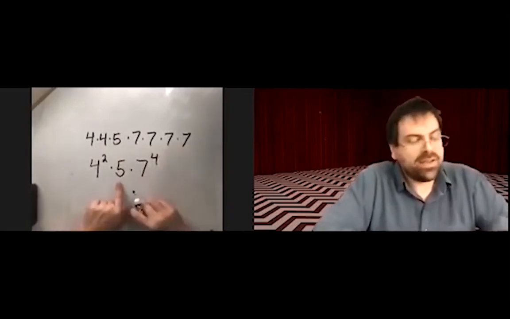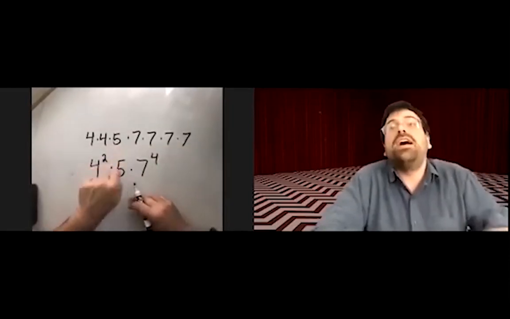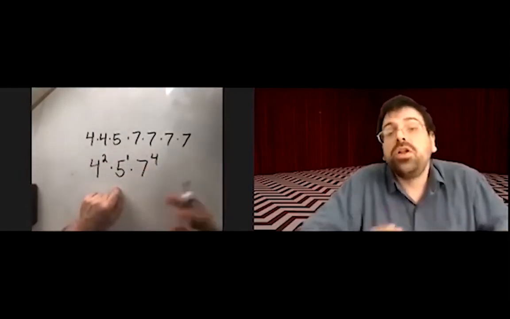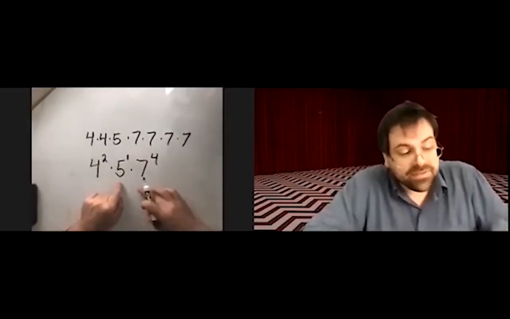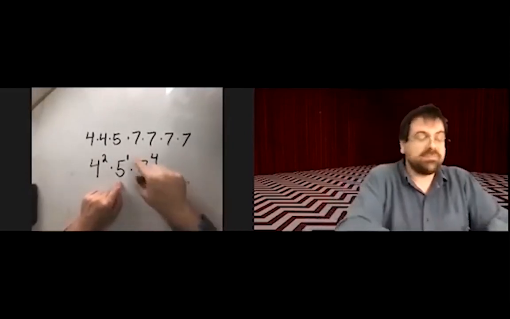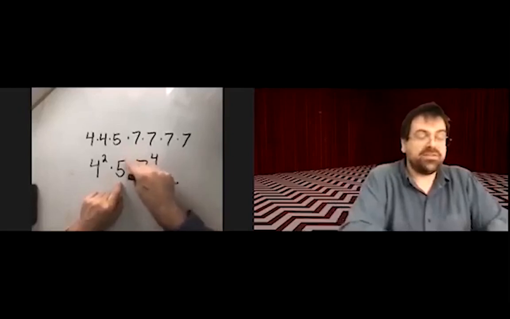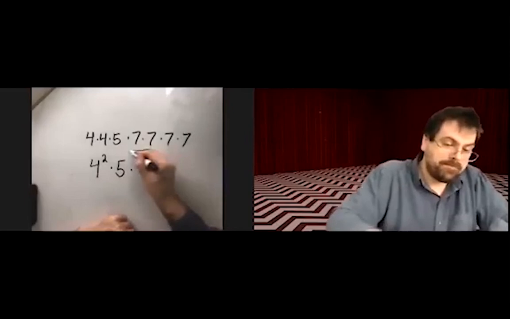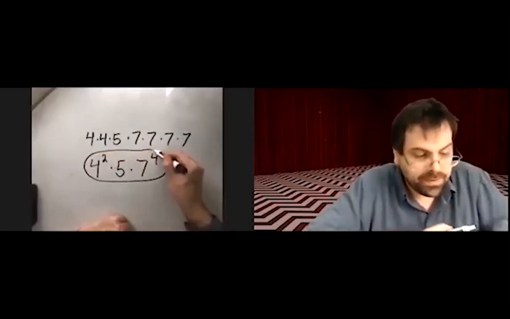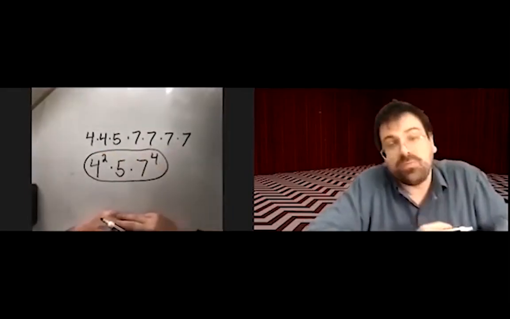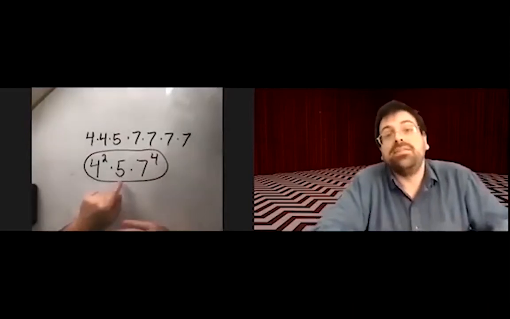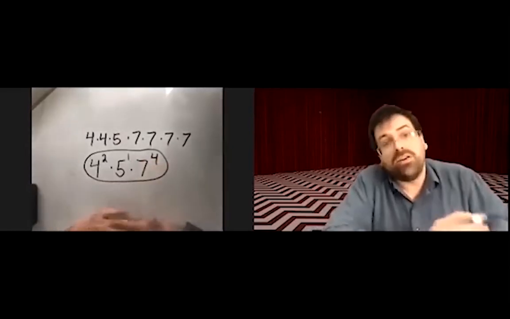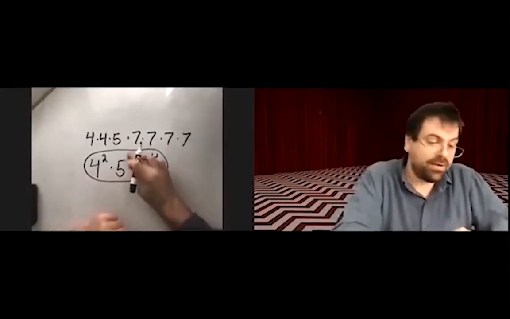And by the way, since there would only be one 5, we could also write 5 as 5 to the 1st. The problem is 5 to the 1st can be easily simplified to just 5 itself. So we don't put the 1 in our final answer. But just know if we don't see an exponent on a number, there is an implied exponent of 1, not 0, 1.